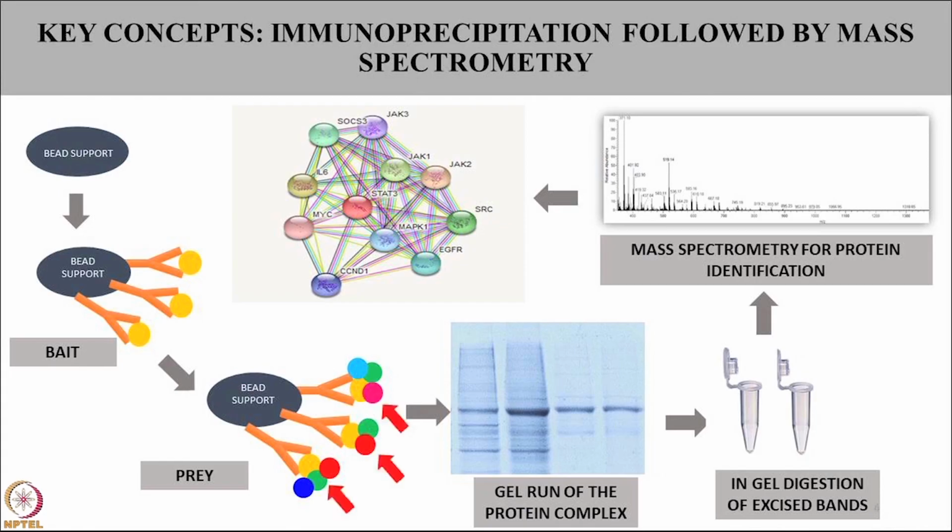What it will do, this interaction will break. The bead and the antibody interaction will break off, and then you can do an in-solution digestion, and that you can subject to mass spectrometry analysis. So overall, this is the simple workflow of IPMS.